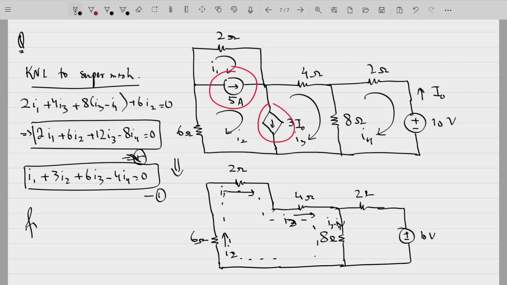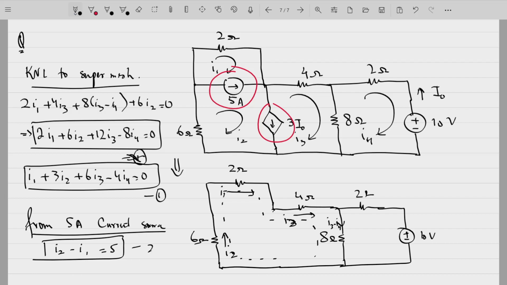So from the 5 ampere current source, from this branch, we can directly say that I2 is the current flowing in the direction of the 5 ampere current source. So I2 minus I1 is equal to 5. Fine. So this is equation number 2.